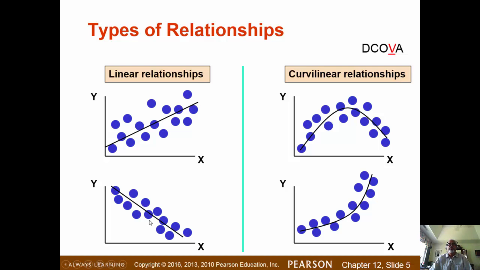Whereas the graphs that we see here show us no linear relationship, but there is definitely a curvilinear relationship. Here it is concave and here it is convex.